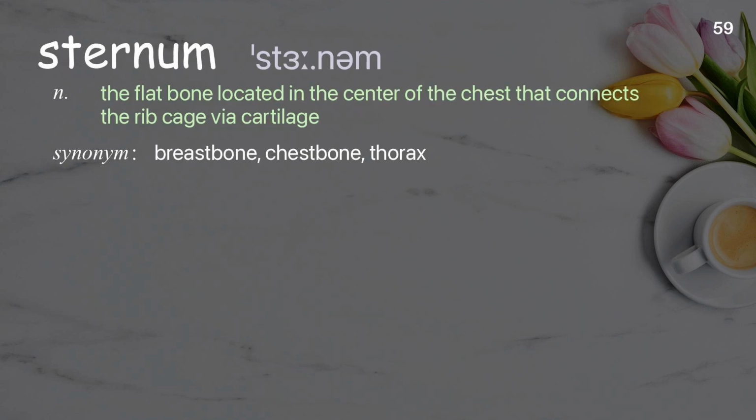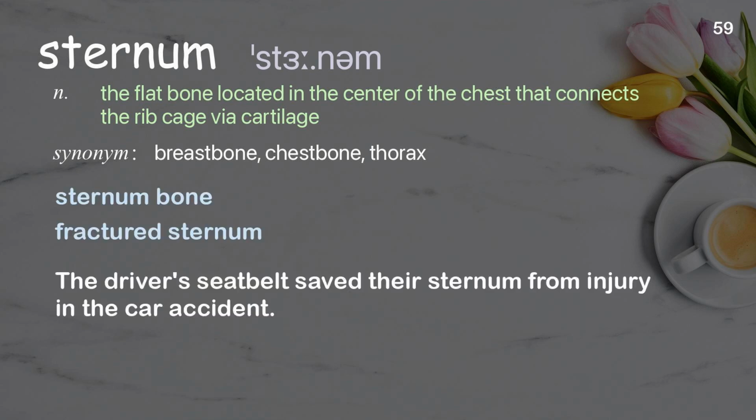Sternum. The flat bone located in the center of the chest that connects the rib cage via cartilage. Examples: Sternum bone. Fractured sternum. The driver's seatbelt saved their sternum from injury in the car accident.